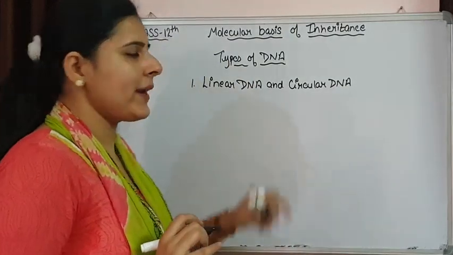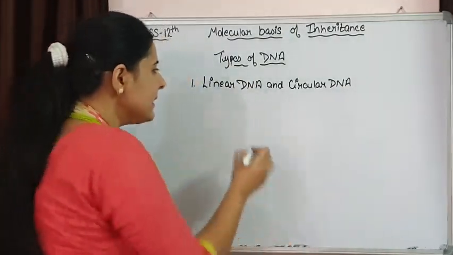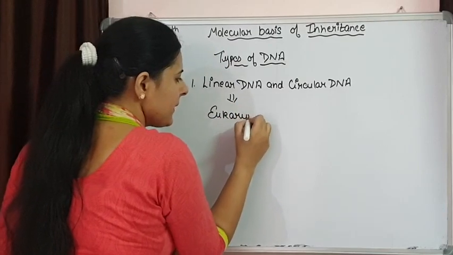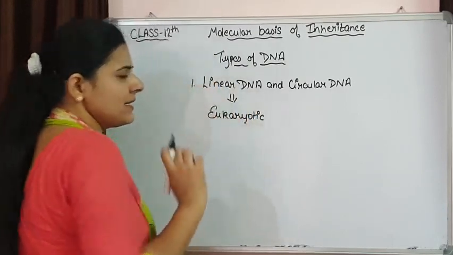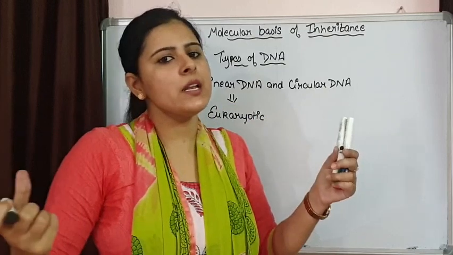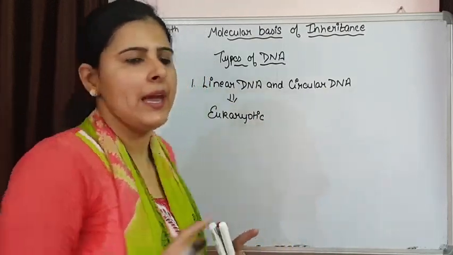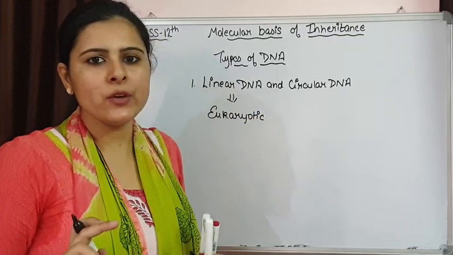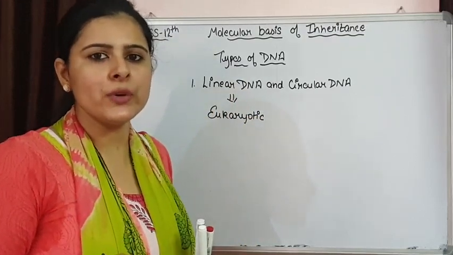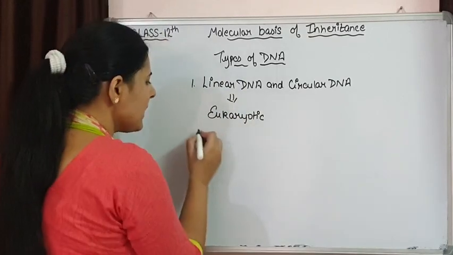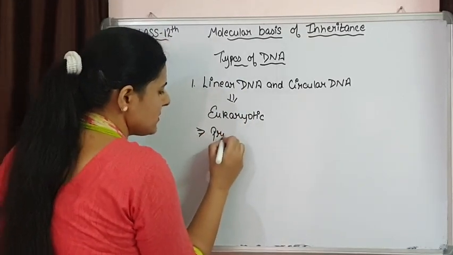Where are we going to find the linear DNA? Linear DNA is present in eukaryotic cells. And why are we calling it linear DNA? Because two ends are free. The two ends of DNA are completely free, and that is found in eukaryotic cells, in the nucleus of the eukaryotic cell. Plus these linear DNA are associated with proteins.